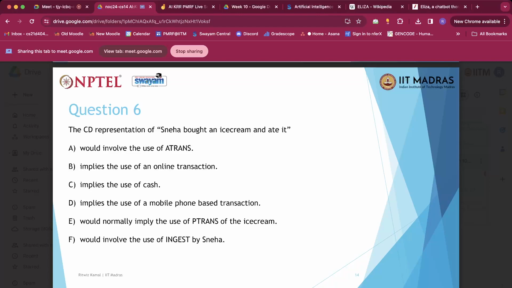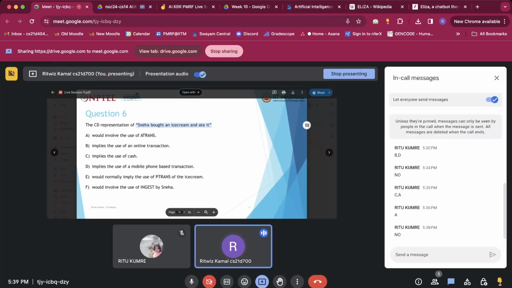Again, a hint: you can base your answer solely on the English language sentence that is given to you over here. And I'll let you think about it for maybe a minute or two, and then we can discuss the solutions.